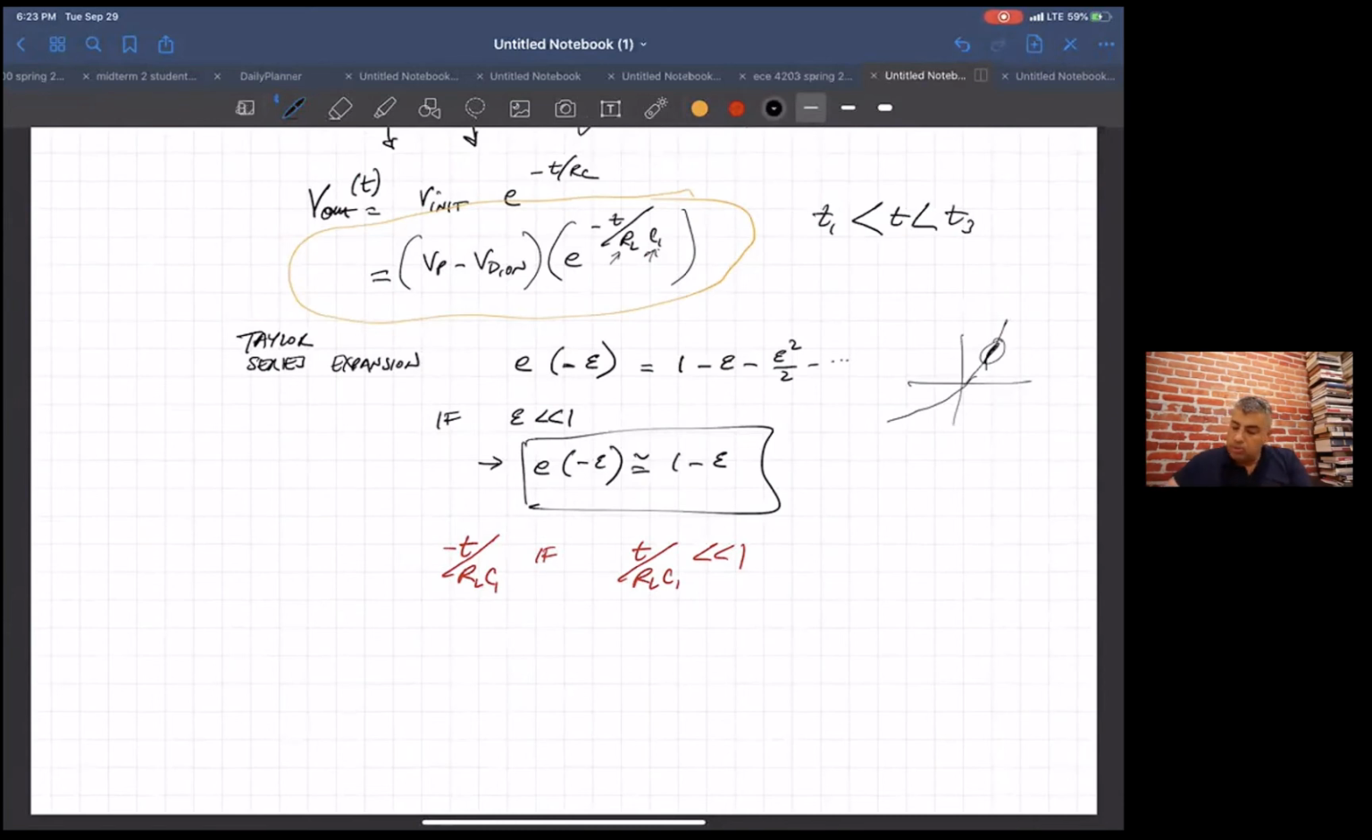Okay, so what you end up with, if I use this approximation with these numbers, is V out is VP minus VD on times 1 minus t over RL C1, but approximately. This is a function of time.